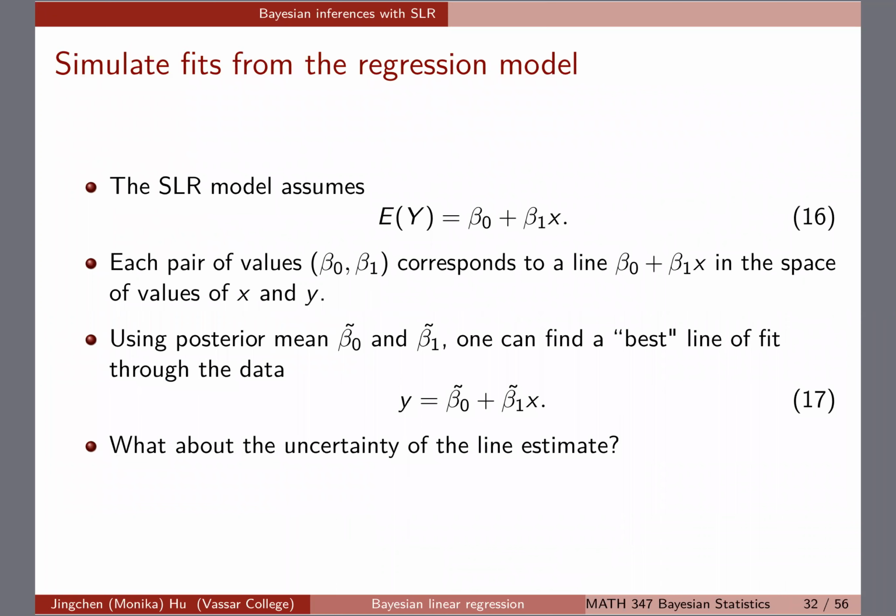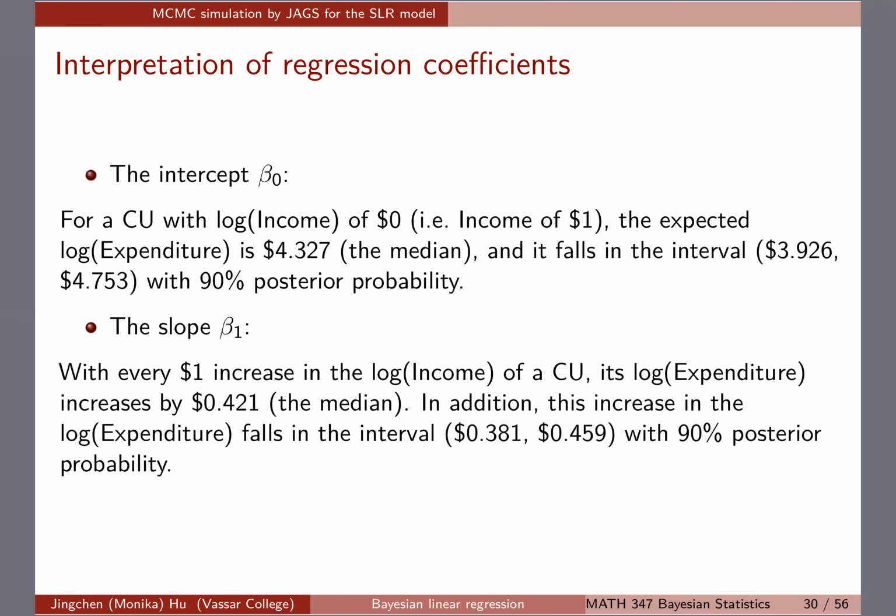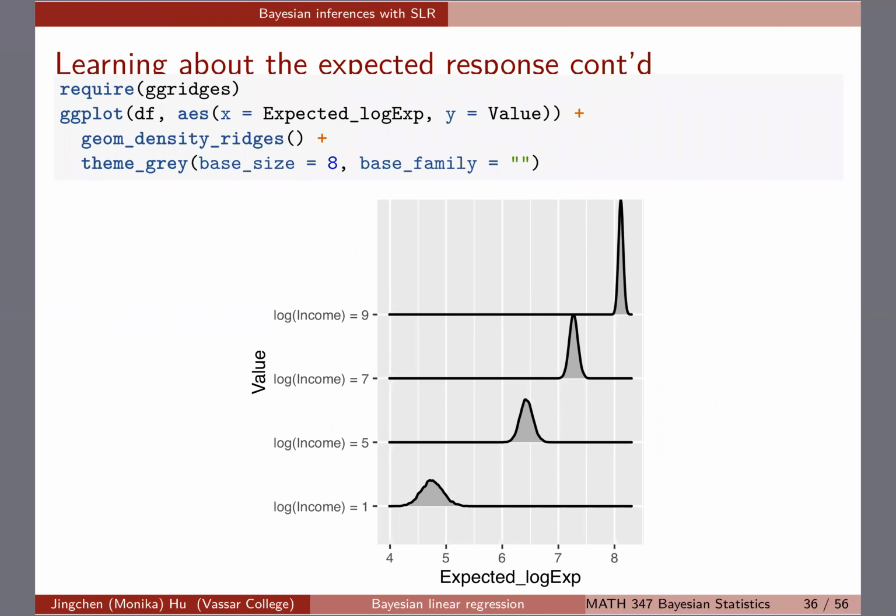Yeah, I think that's right. So beta 1 has a median of 0.4, and the 90% posterior credible interval is around 0.4ish. So yes, as you can see, the center of the different density plots is moving to the right as you go up. That is saying that when your log income increases, beta 1 is positive because you're adding it up. In particular, for xi equals 1, the expected yi should be around 4.8ish.